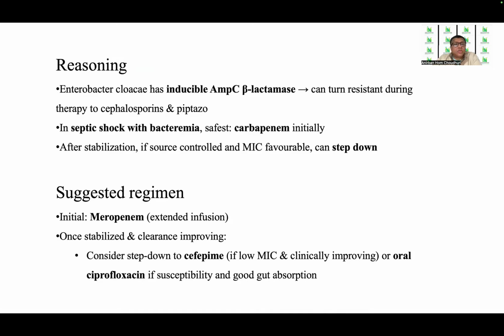So in septic shock with bacteremia, the safest is to start a carbapenem initially, and after stabilization, if the source is controlled and the MIC is favorable, one can step down to a lower regimen. Initially, the patient should be started on extended infusion of meropenem, and once stabilized and clearance is improving, consider step-down to cefepime if it has a low MIC and the patient is clinically improving, or oral ciprofloxacin if susceptibility is good and there is good gut absorption.